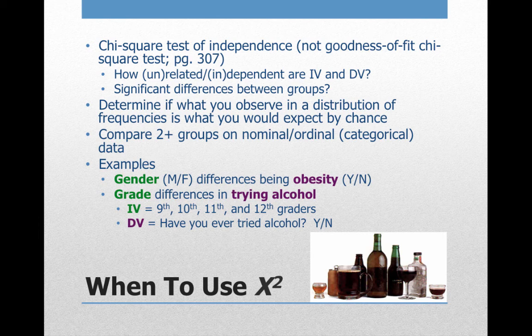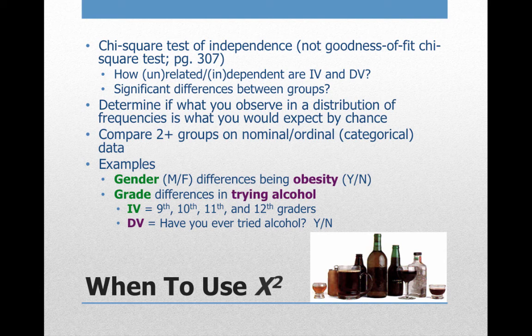But what if we wanted to look at whether there were differences between grade levels and whether or not students tried alcohol? You can see here we define our grade level as 9th, 10th, 11th, and 12th graders. Technically, there is some hierarchy. So what level of measurement would you say grade is? Ordinal, right? We have some ranking, we have some hierarchy here.